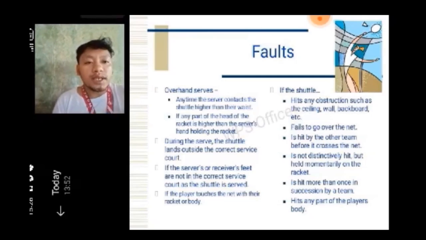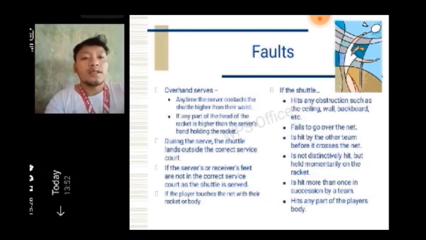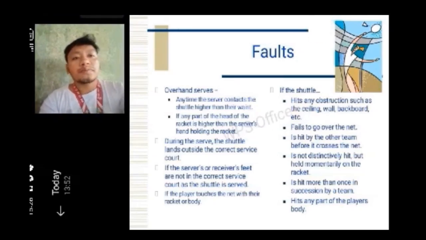So next is if the shuttle hit any part of the player's body. So kung ang shuttlecock is ma-touch sa imong lawas, fault na pod siya. So that's all, thank you.